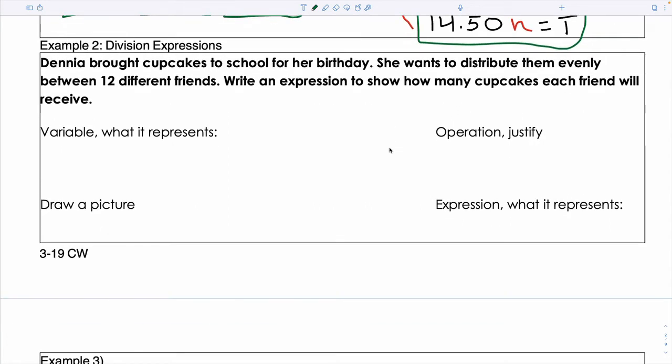Example 2. Read it for me. Mason, question before we go on? Or do you want to read it? Question or read it? Go ahead. Denia brought.